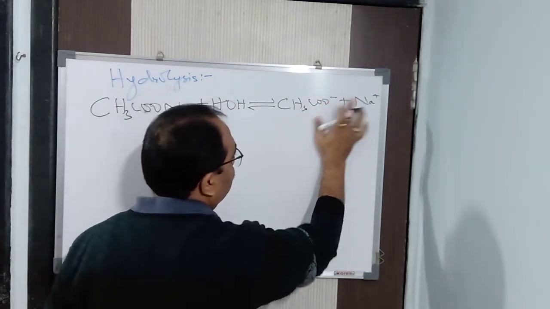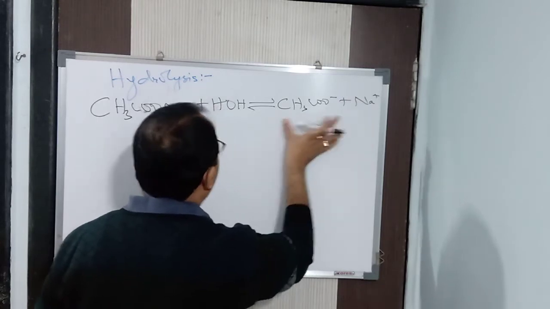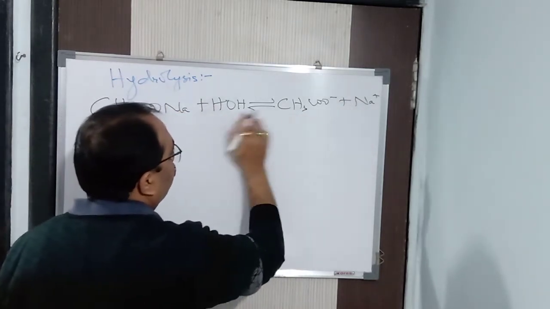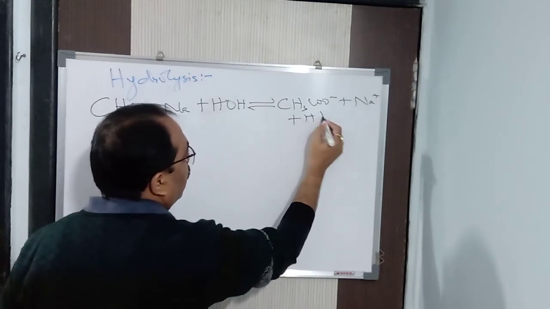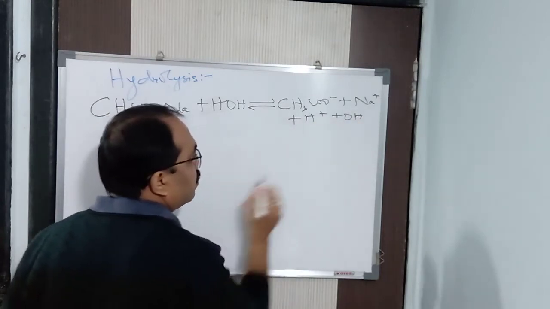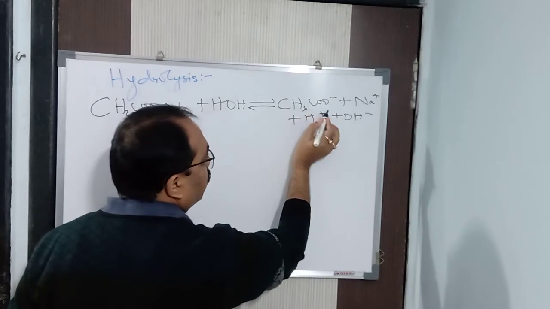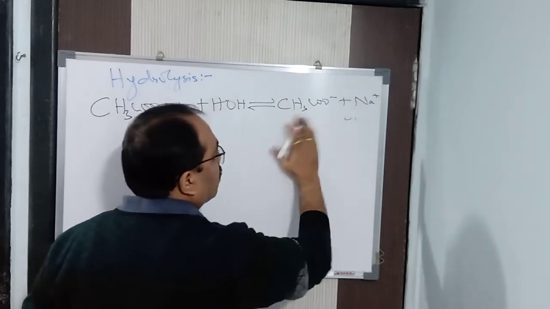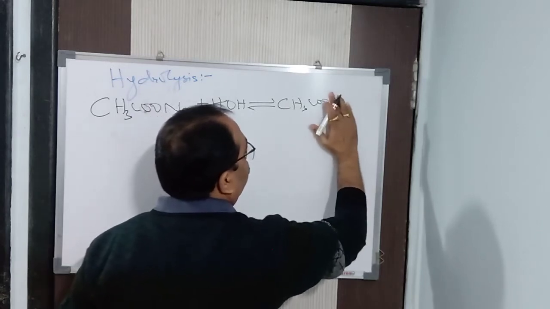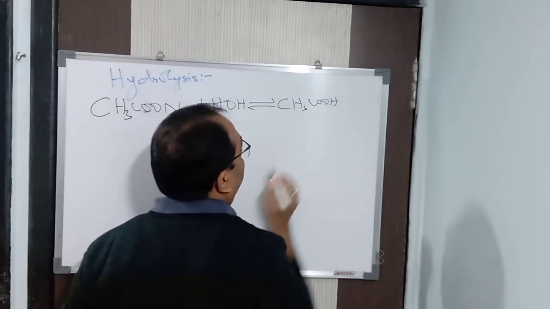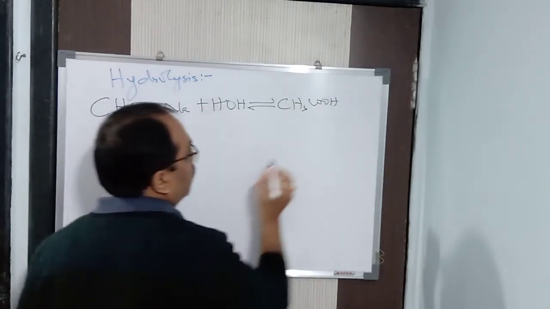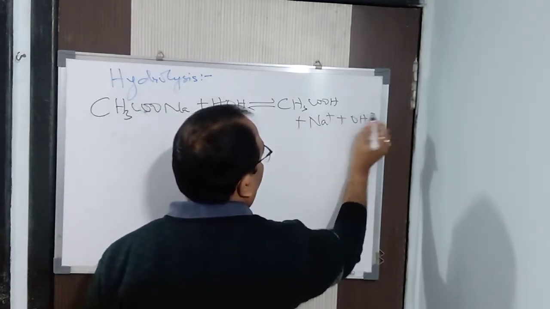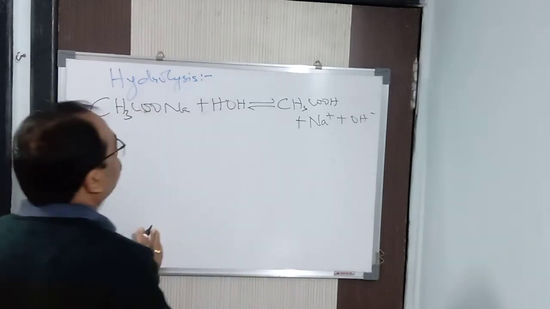Then why did I write this? I just want to show you what is going to happen. CH3COONa will dissociate to this, and water will dissociate to H plus and OH minus. So this is going to react with this, and this is going to react with this. Got it? That is what I am going to say. Now, I will be writing it as CH3COOH plus Na plus OH minus. I am going to write it down.